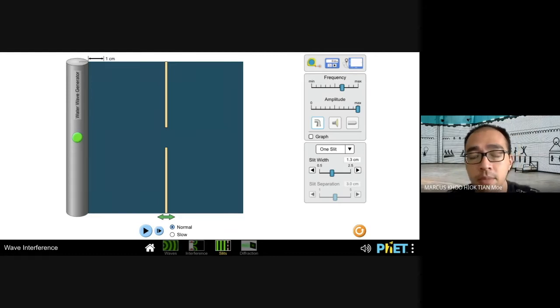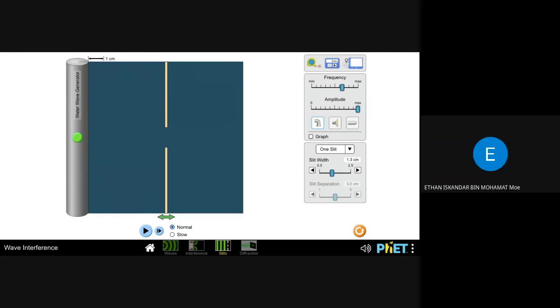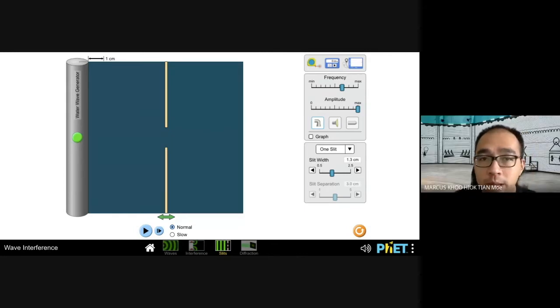Can I ask anybody to tell me, what is the difference between situation number one and situation number two? What happens to the wave pattern after it passes through a small gap and a wide gap? The wave spreads out more after passing through the small gap. Okay, the wave spreads out more after passing through a small gap.